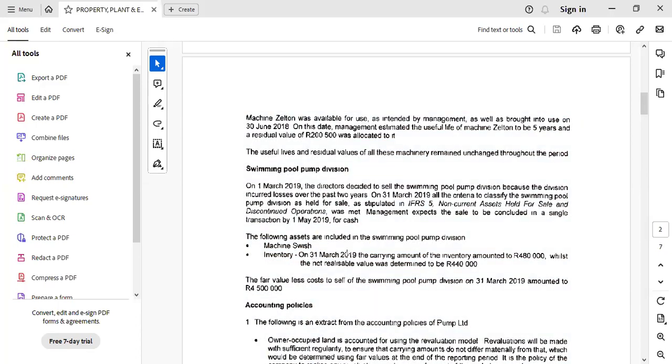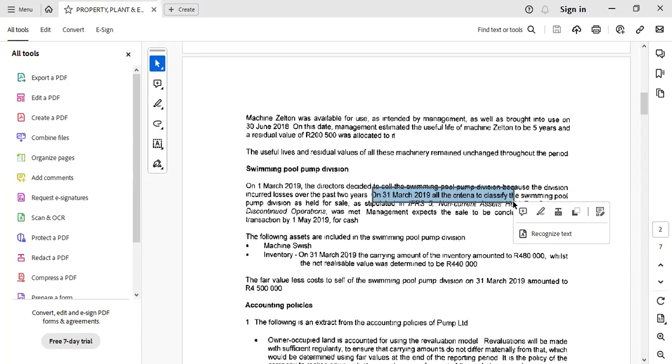So they are saying that on 31 March, all criteria were met. When they say all criteria, that means it's likely that the sale will not be reversed. They are definitely going to sell. Now, if you make a bold decision that you want to sell assets, those assets cease to be property, plant, and equipment. They will now be called non-current assets held for sale. So they have to be removed from property, plant, and equipment and transferred to non-current assets held for sale.